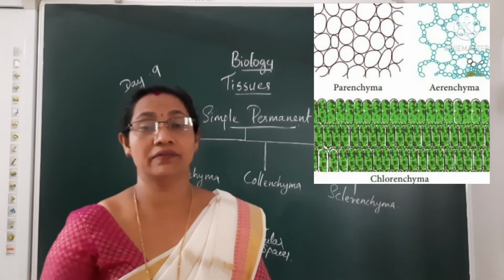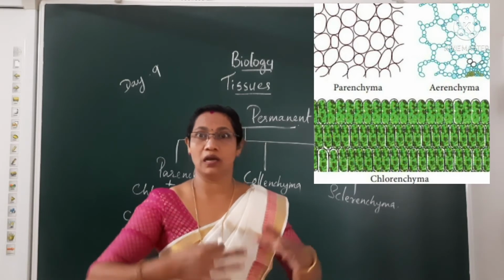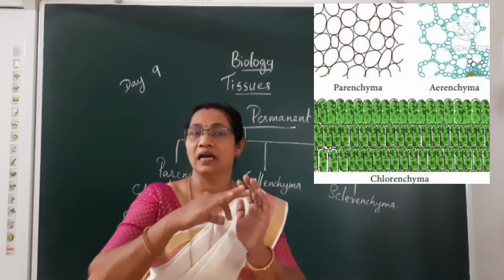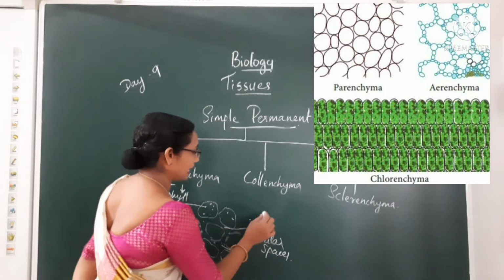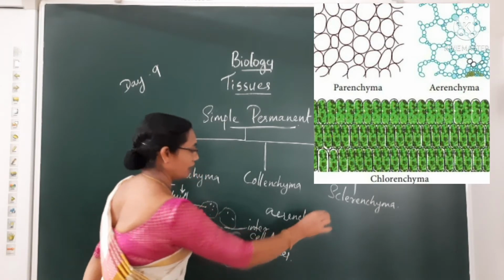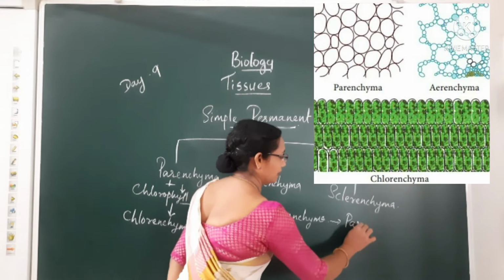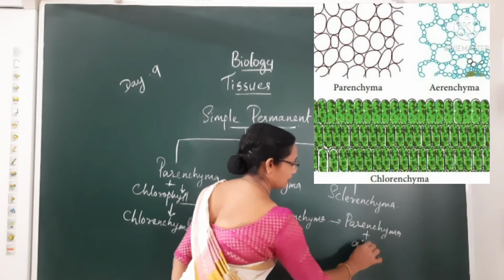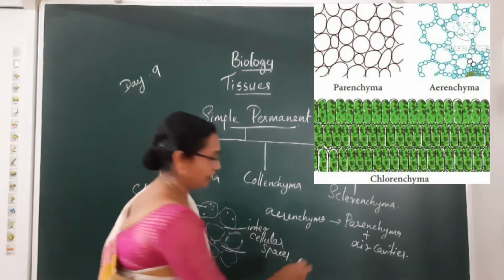So in aquatic plants, large air cavities are present in between the parenchymatous tissues. So large intercellular spaces. So the parenchyma tissues with large air cavities are known as aerenchyma. Aerenchyma means parenchyma with air spaces or air cavities. That is commonly seen in aquatic plants.